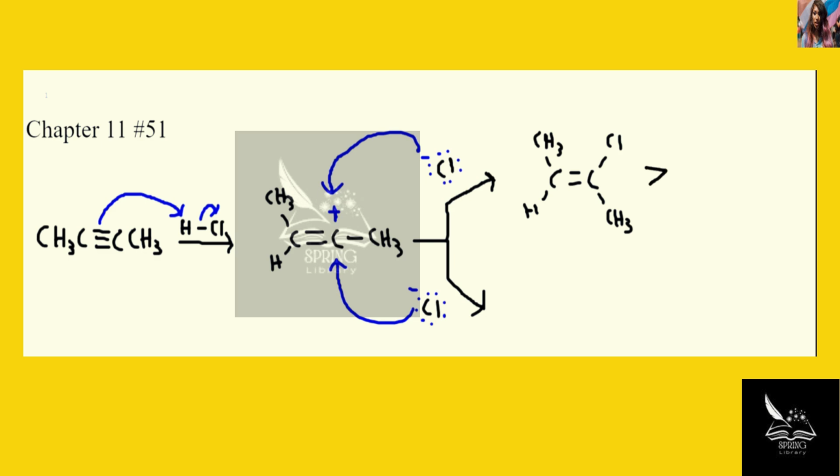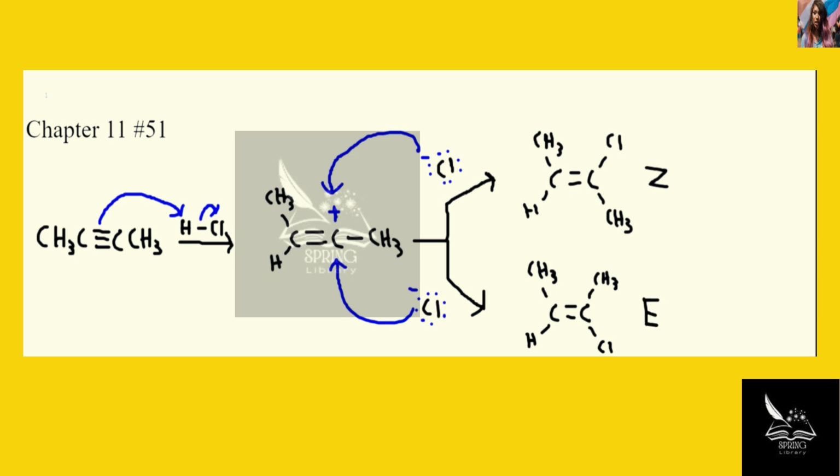So Z. And if the chlorine adds from the other side, then it's going to be opposite to this methyl group. So like this. And that, of course, would be the E isomer.